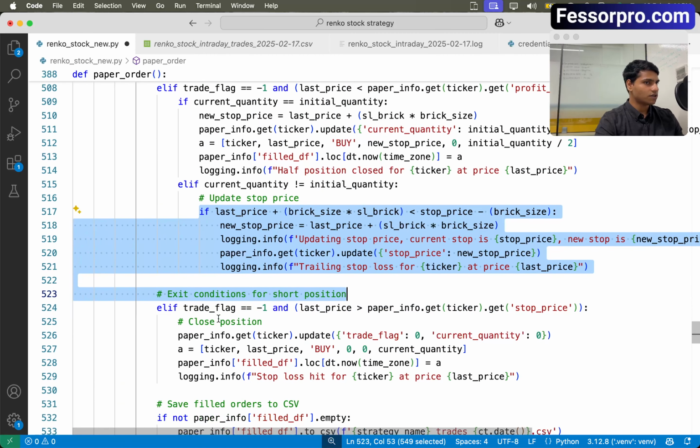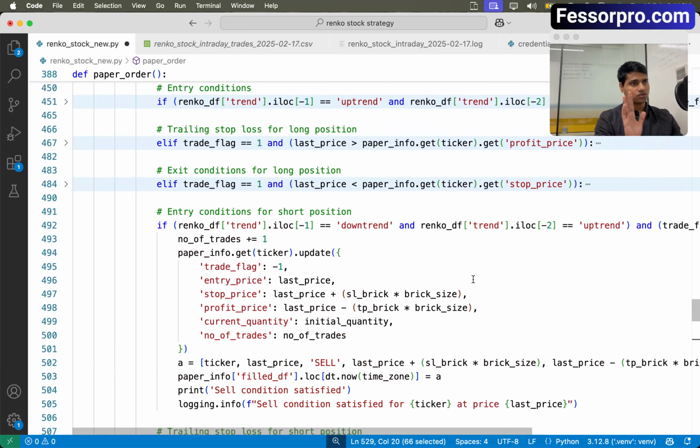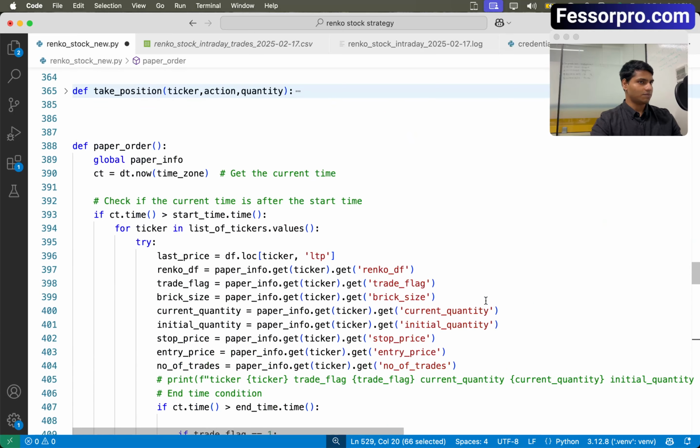What is the exit condition? The trade flag should be equal to -1 and last price should be greater than the stop price. If my last price breaches the stop price, then I have to close the position. Now here when I'm closing the position, I'll change the flag to 0 instead of 2. When I change it to 2, it means I'll never take a trade. If I change it to 0, it means there is a possibility of taking the trade again. And the current quantity will also be equal to 0. I'll update the paper info variable and write this to the log file. So this is how the entire strategy is being coded.